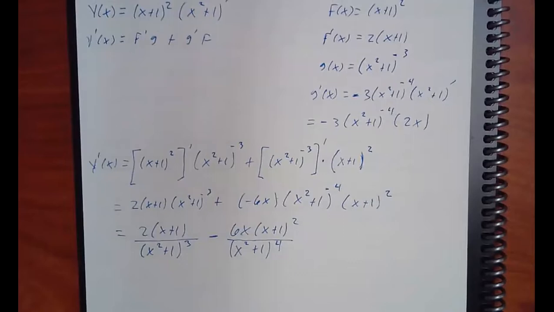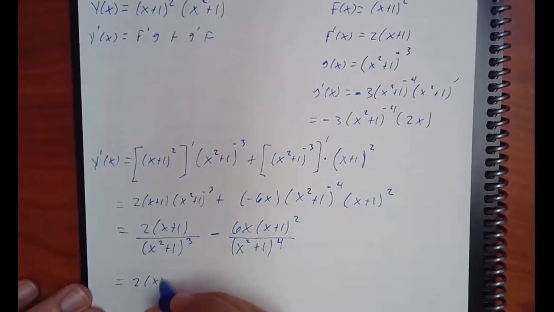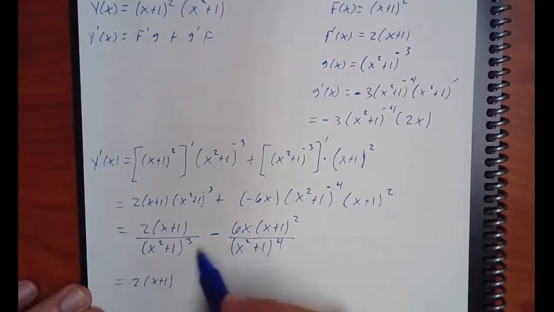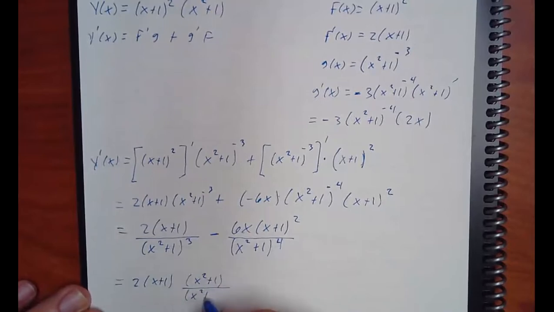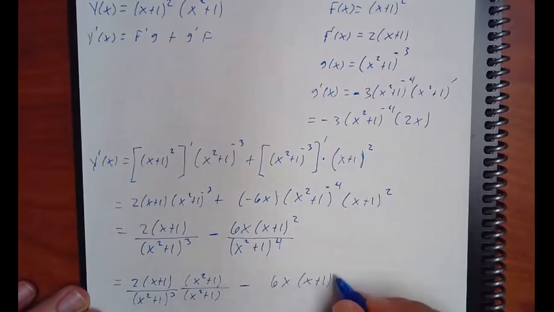We combine the fractions technically. I don't want to though. But they're almost the same. This one's just missing one more. So multiply by x squared plus 1 on top and bottom to make this a fourth. And then just add them together.